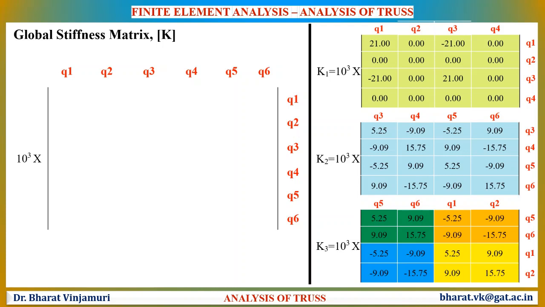Let us now understand how to assemble the elemental stiffness matrices to obtain the global stiffness matrix. Once again, I would like to remind you that element number 1 is in between the 4 displacement vectors Q1, Q2, Q3 and Q4. The top one represents the columns of the matrix and the vectors on the right side represent the rows of the matrix. Similarly, element 2 is in between the displacement vectors Q3, Q4, Q5 and Q6.